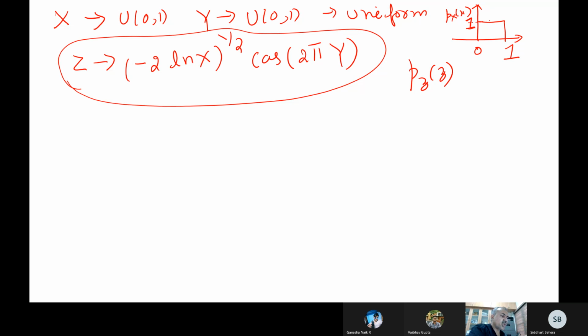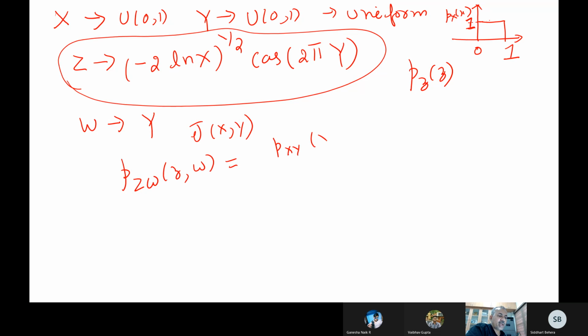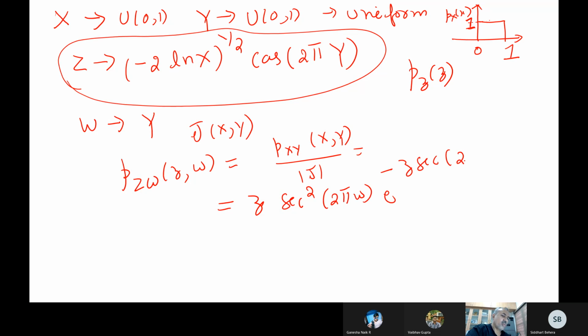It's worth doing. To solve these problems, you have to introduce an auxiliary variable w equals y. Now you find the Jacobian, which is slightly difficult because of the 2 log x to the half and other things, but you can find it. So p_zw(z, w) is p_xy(x, y) divided by this Jacobian. If you calculate, you will automatically get some complicated expressions. You do it yourself. So z into some secant square 2 pi w e to the power of minus z secant 2 pi w, this entire thing whole square by 2, like that you get, and then p_z of z.